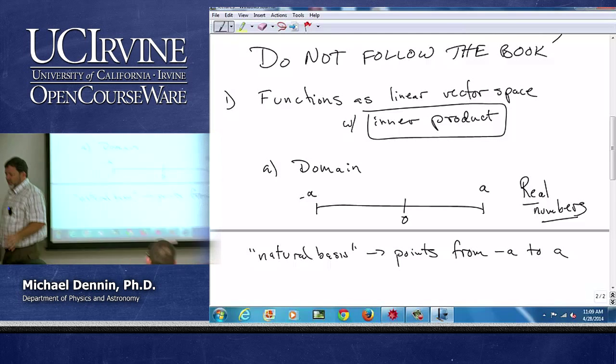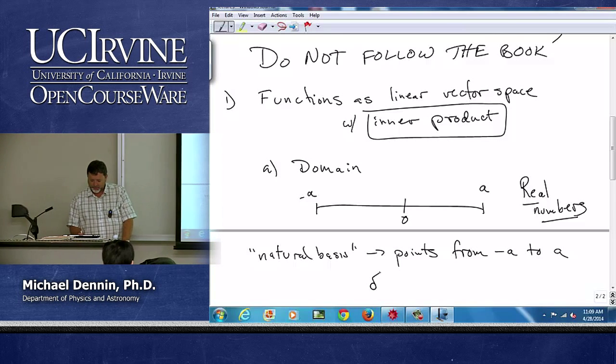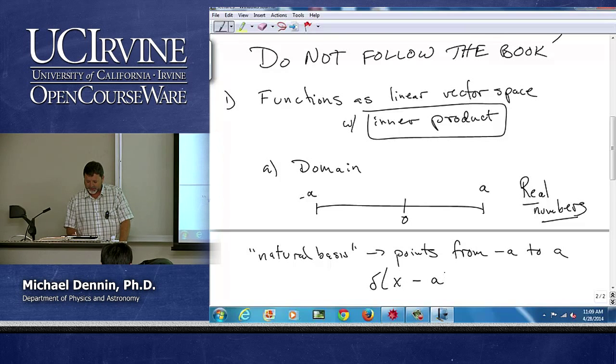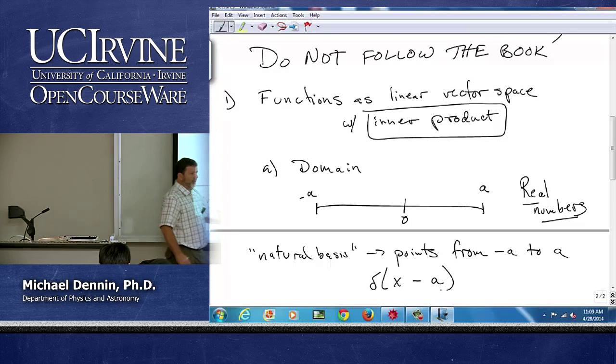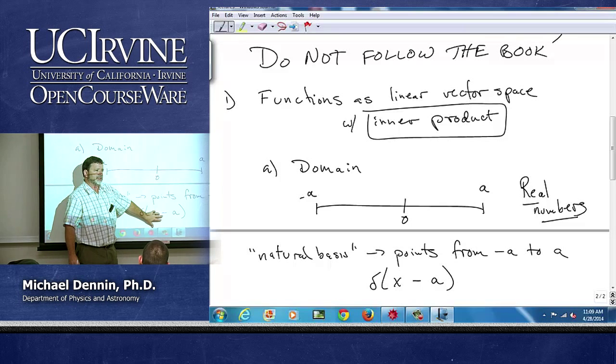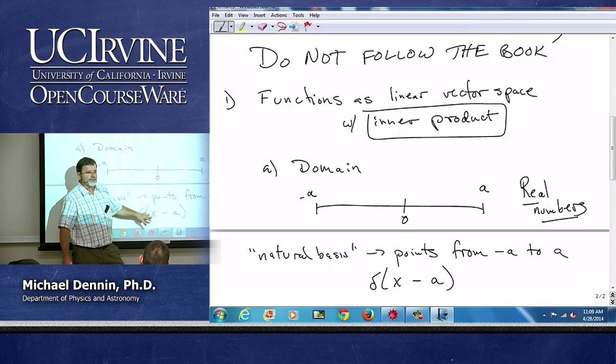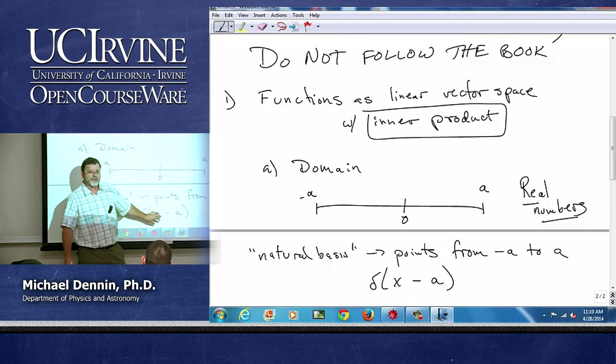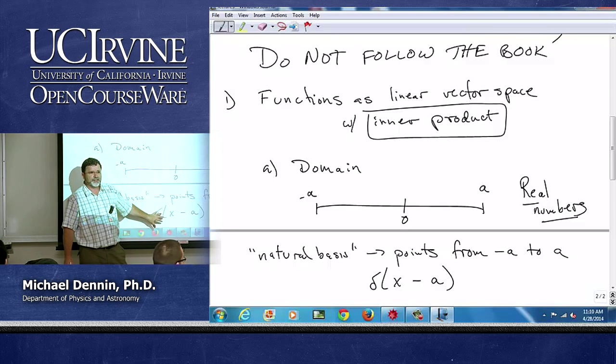Now, if you want to be fancy, this means we're using the delta function, delta of x minus a, as our basis. We're not going to do that much in the class now. We may come back to it. This is the other delta function, the Dirac delta function. This is, for now, consider this cultural information. Okay?